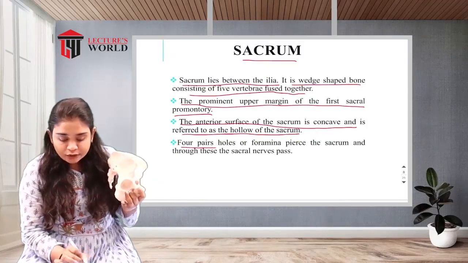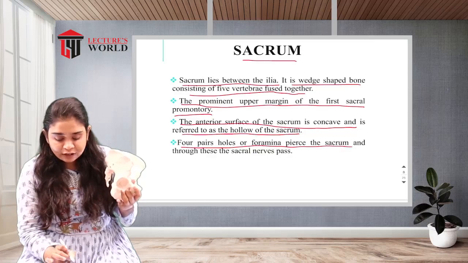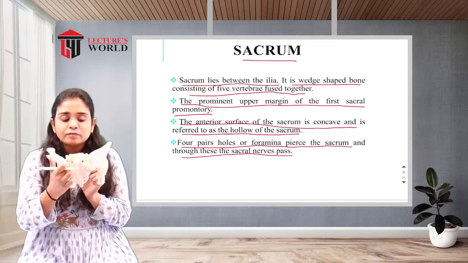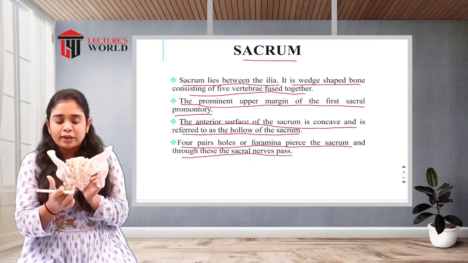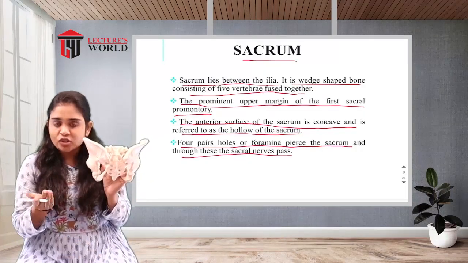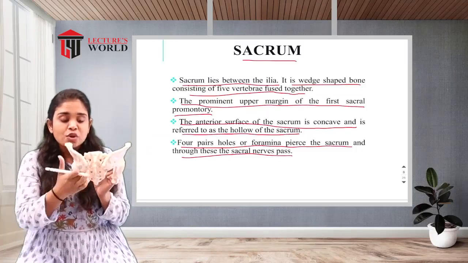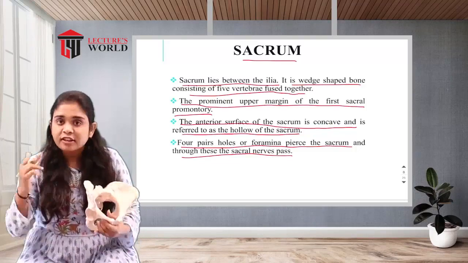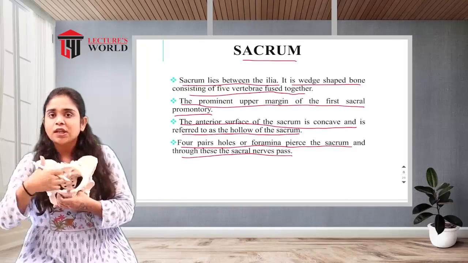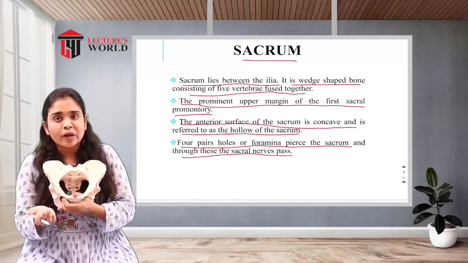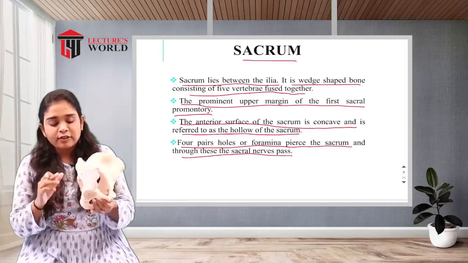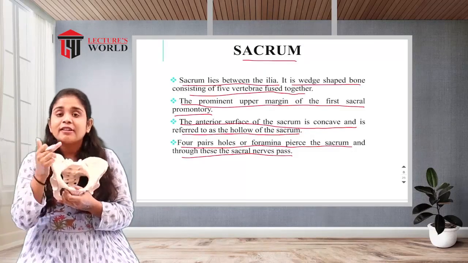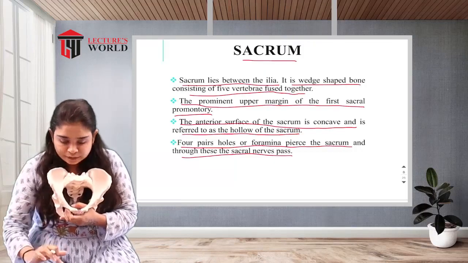Then there are 4 pairs of holes, or foramina, in the sacrum, and through these the sacral nerves pass. As you can see, the sacrum has holes, otherwise known as foramina. From these holes the nerves are going to pass. They can also ask in the table viva why these holes are there, so you have to tell them that the sacral nerves pass through.